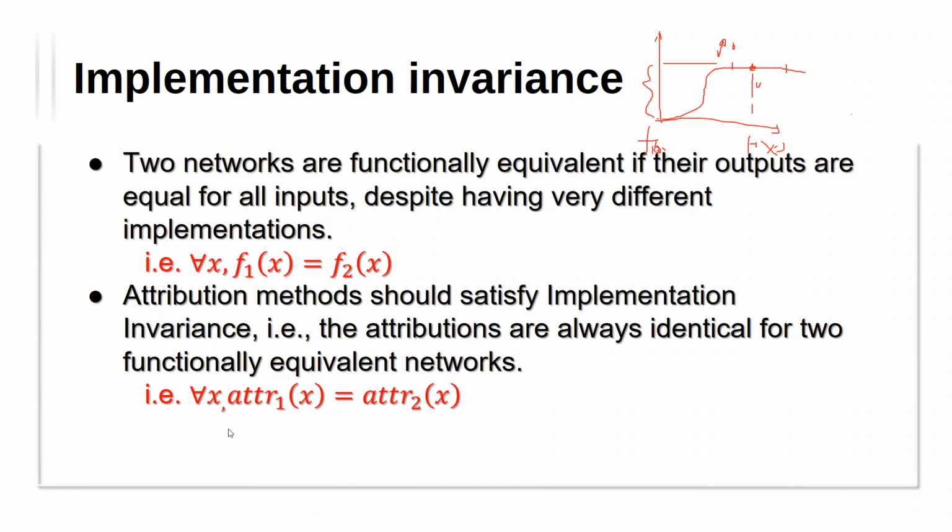That means for all input x, the attribution for x in the F1 network should be equal to the attribution for x in the F2 network. So that's implementation invariance. This also tells you the attribution should assign the credit or blame for the output to the input features and not depend on implementation details.